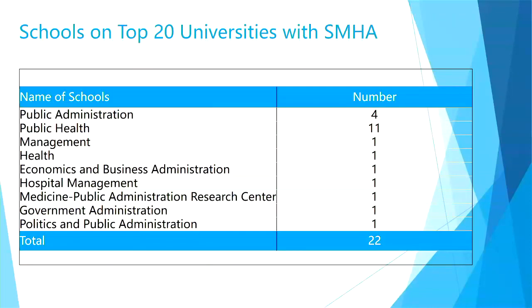And most of the universities with health administration have it in the School of Public Administration or Public Health, although they also have economics and business administration. As you can see, the total number is 20 universities, but the total number of schools is 22. This is because some universities have public administration and also economics and business administration, and both schools provide these health economics courses.